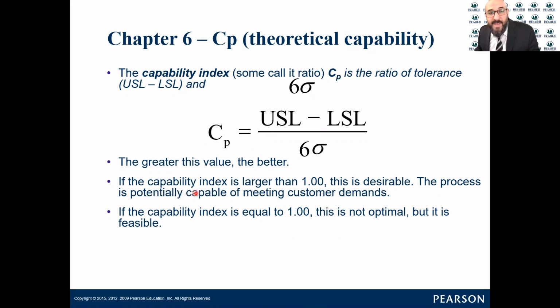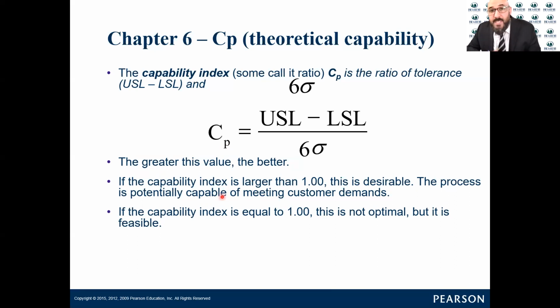It's having a value more than 1, which means the width of the specification is bigger than the width of the 6 sigma, the spread of the process. So the greater this value is, the better. If the capability index is larger than 1, this is desirable. After we do the calculation, we have to interpret the result. The process is potentially capable of meeting customer demands.